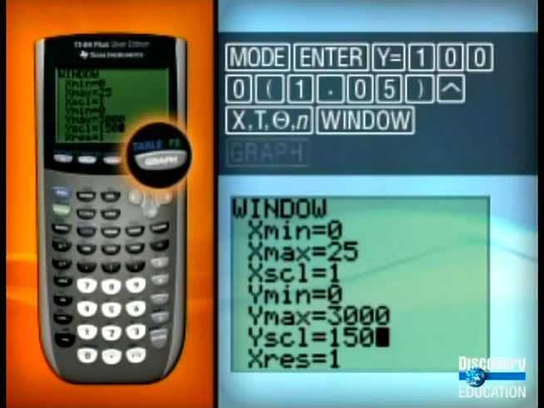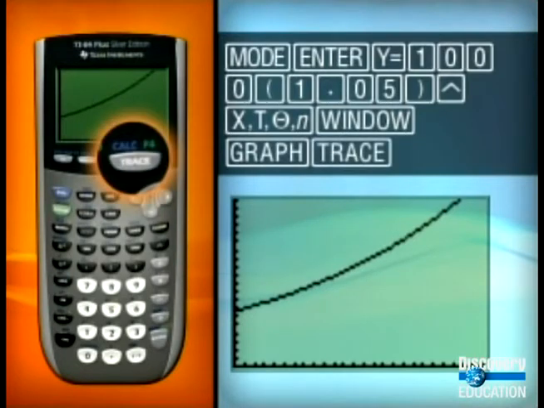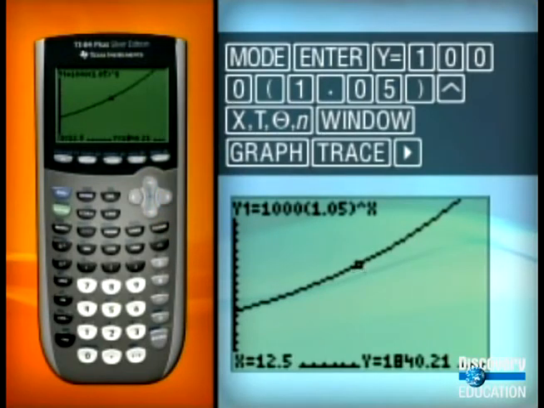Press Graph. This looks like a slowly increasing function for two reasons. The base, 1.05, is very close to 1, and the selected Y range is much larger than the X range. Press Trace followed by the right arrow to find the point where X equals 15. You'll see that after 15 years, the money more than doubles.